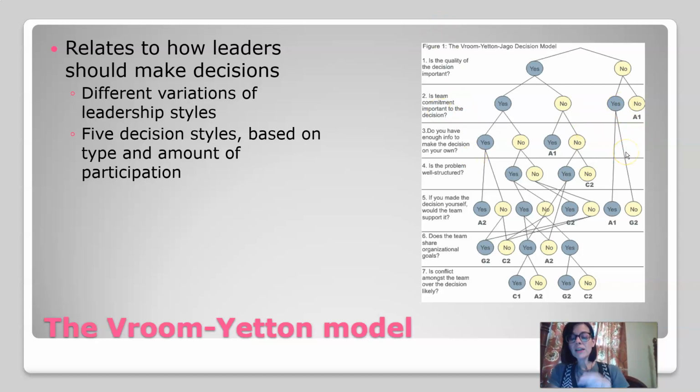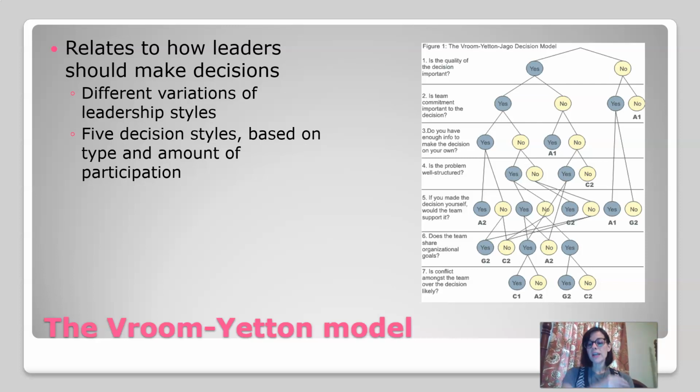So I'm not going to go into a lot of detail with these, but we can see that there are different types of leadership styles here. We have A1 and A2. Both of those are autocratic types of leadership. So autocratic type 1, which is right here, is: is the quality of the decision important? No. Is team commitment important to the decision? No. That would be a case where an autocratic type 1 leadership style would be fine. The decision is made solely by the leader without any sort of input or consideration of subordinates.